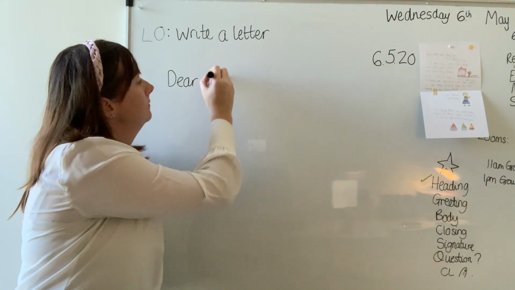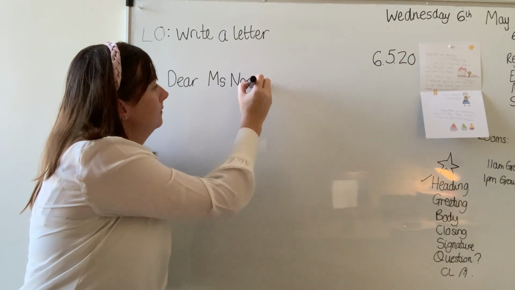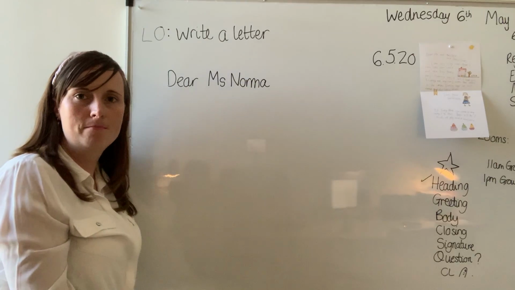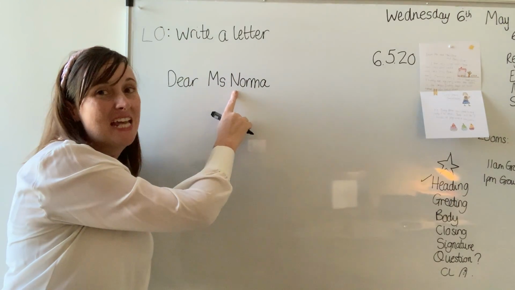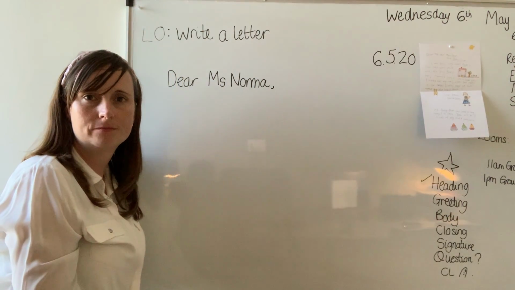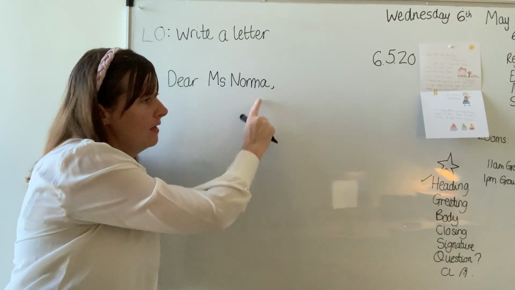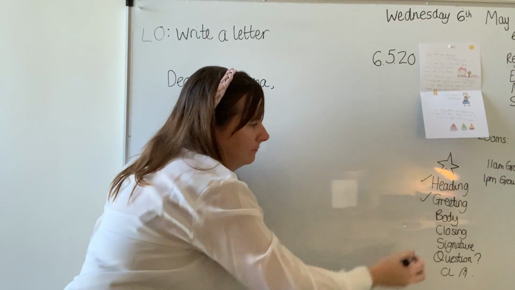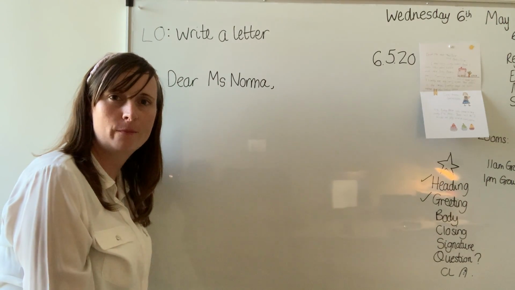dear Miss Norma. Finger space, capital letter, because they're names. Now at the end of that, we put a comma, because it's not quite a sentence. Dear Miss Norma. Now I've done my greeting. I'm going to move on to the body of my letter.